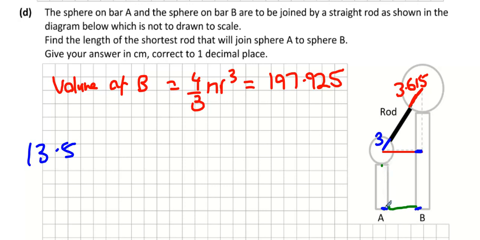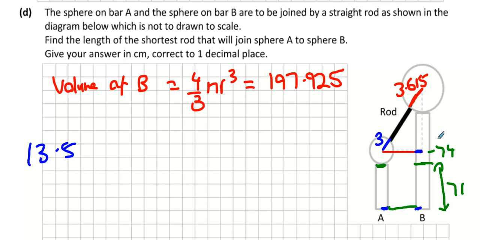Actually, we have an idea. Here's my idea. What's the height of the first bar? What's the height of the first bar? So would you all agree that the height from this point here, that's 71, right? And then add on a radius. That's 74.